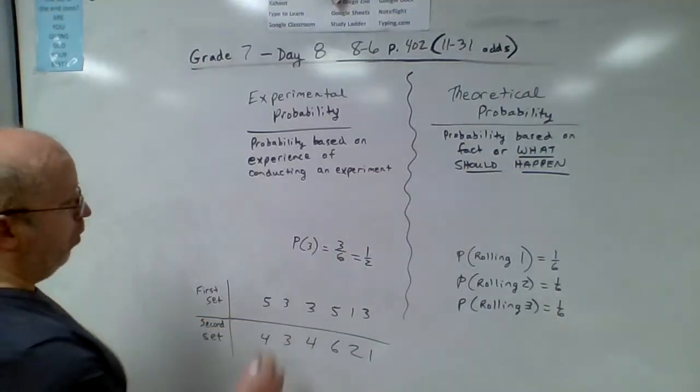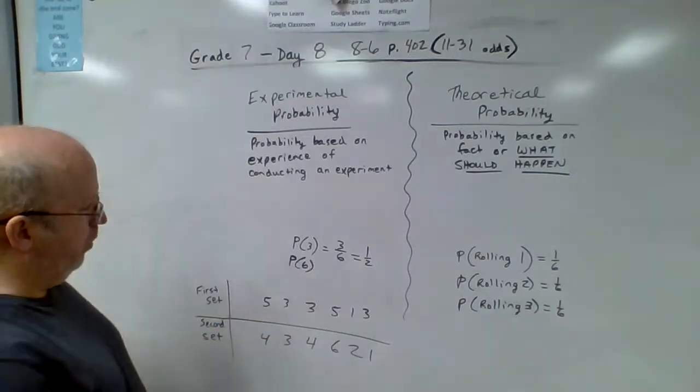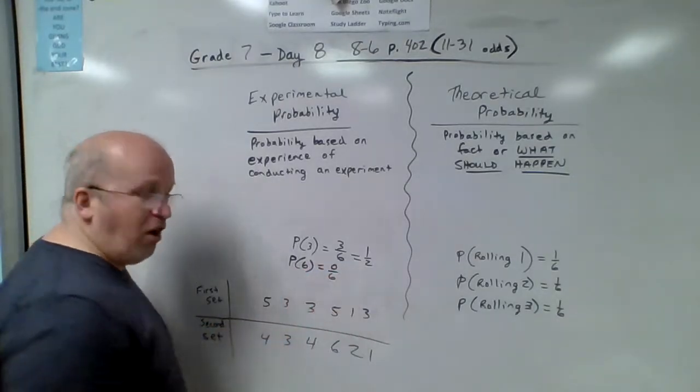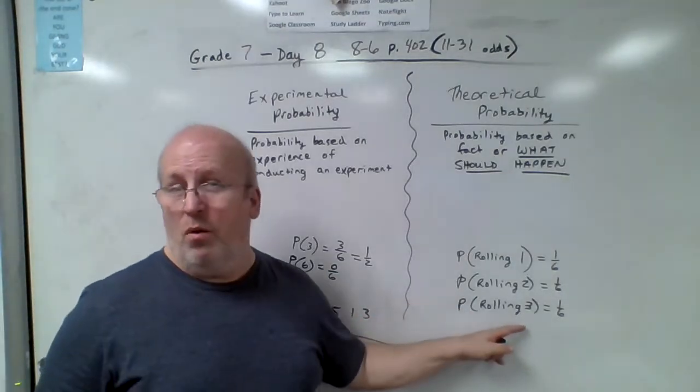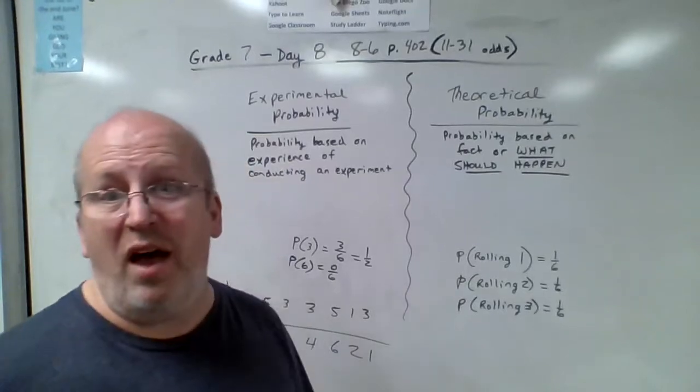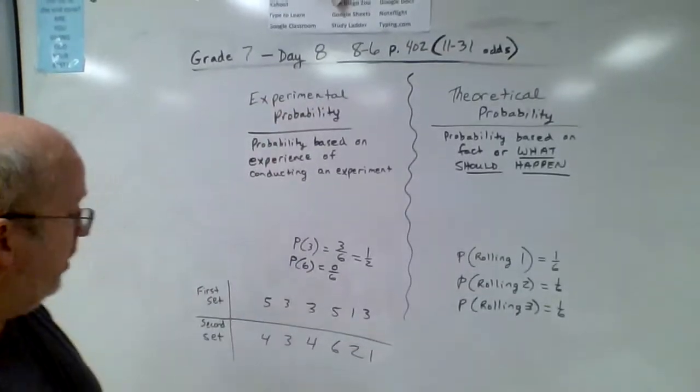And what if I said, what was the probability of rolling a 6 in this circumstance? Well, it was 0 out of 6 because we never saw a 6. And that's not what we expect to happen. We expect to see a 6 appearing on the die 1 out of 6 times when we toss the die 6 times. So I did it again.